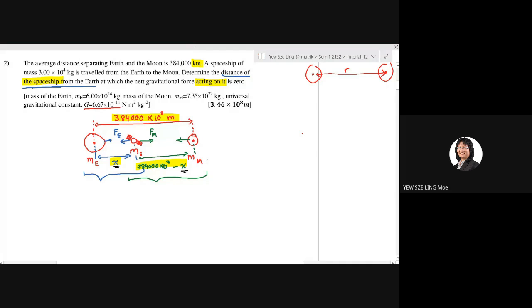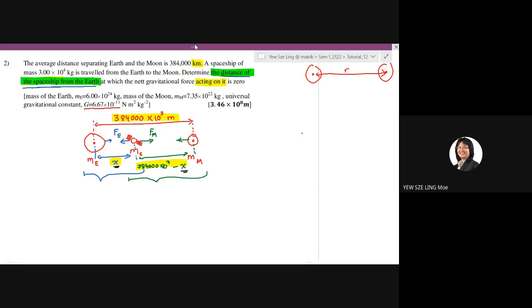Now, can I use the distance between ms and mn as x? Well, you can. You can say the distance between the spaceship and the moon is x, and the distance between the spaceship and the Earth is 384,000 times 10 to the power of 3 minus x. But that would require an additional step to solve the question. Why? Because let's go back to the main question. The main question says determine the distance of the spaceship from the Earth.